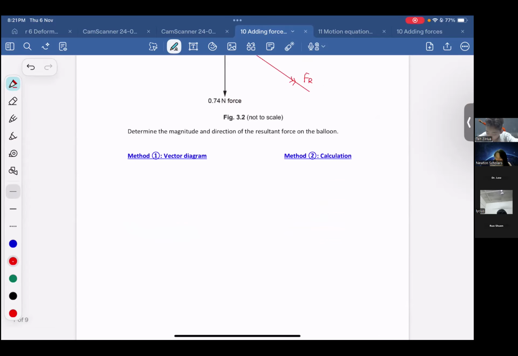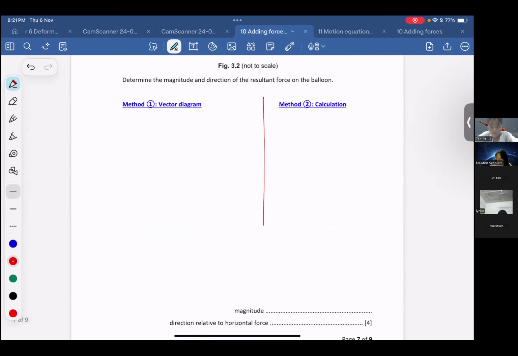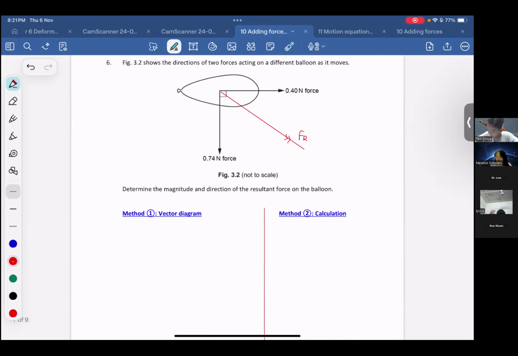Okay, I left the space here like this because I want you to try to learn about the vector diagram and also calculation. Can you try by yourself? Draw out the vector diagram. Okay, first you set 1 cm to represent how many Newton? Any of you can type in your chat box, tell me, 1 cm represents how many Newton? Any of you can tell me what is the suitable scale?